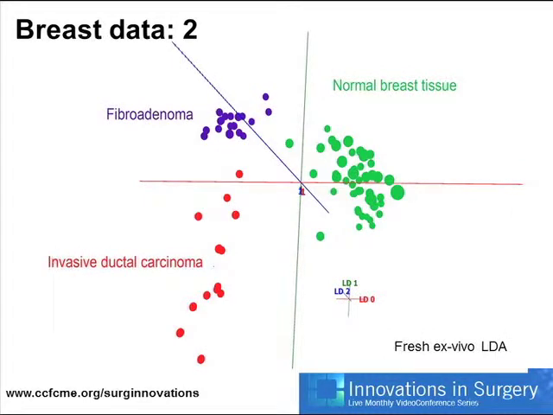This is what the raw data looks like when it comes out of the machine. You can see clustering of normal breast tissue, clustering of fibroadenomas, and the invasive ductal carcinomas are less tightly clustered, reflecting probably increased heterogeneity that we see within these specimens. Next slide.